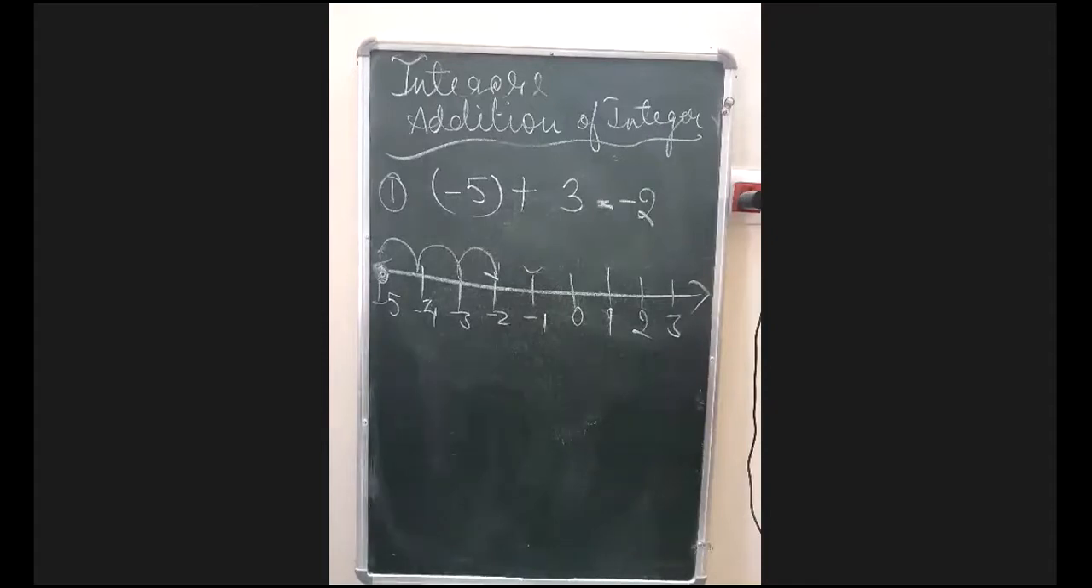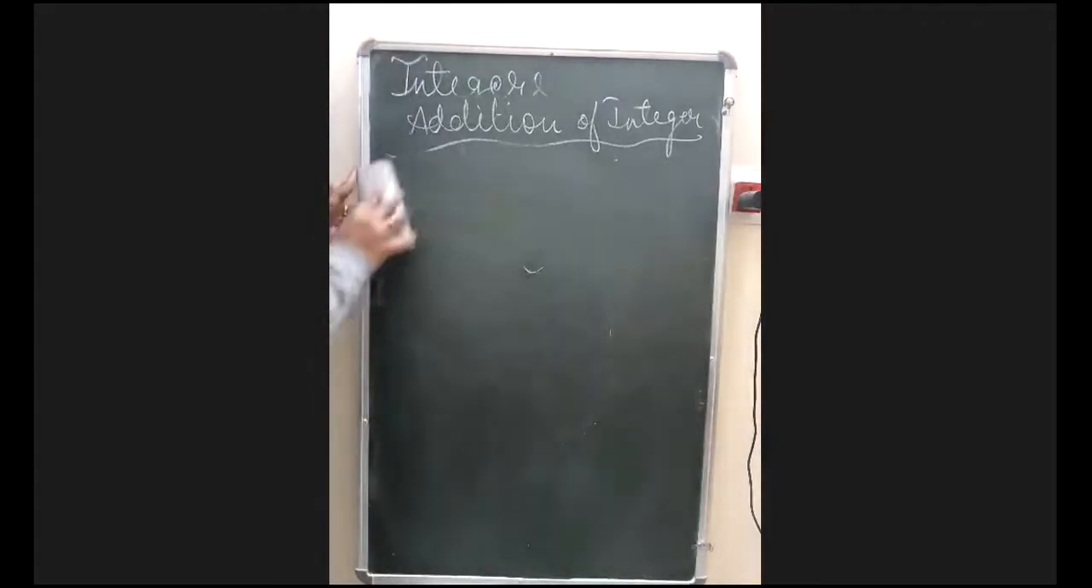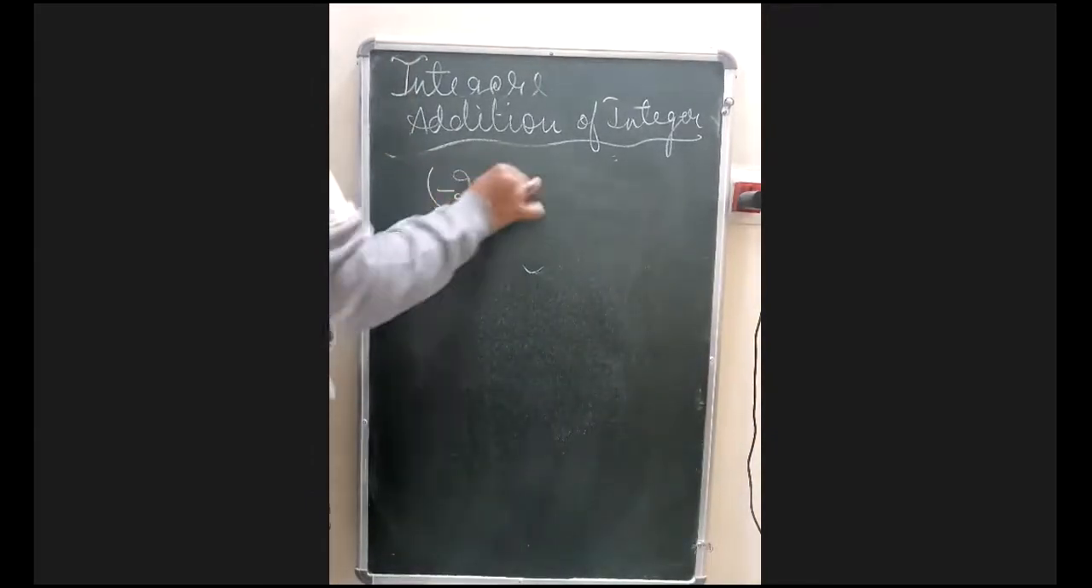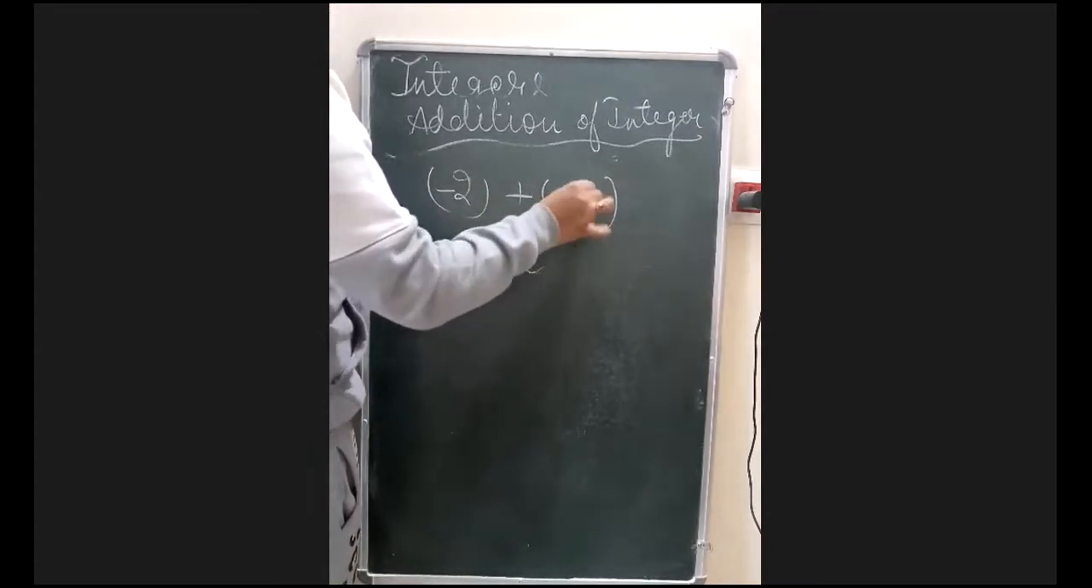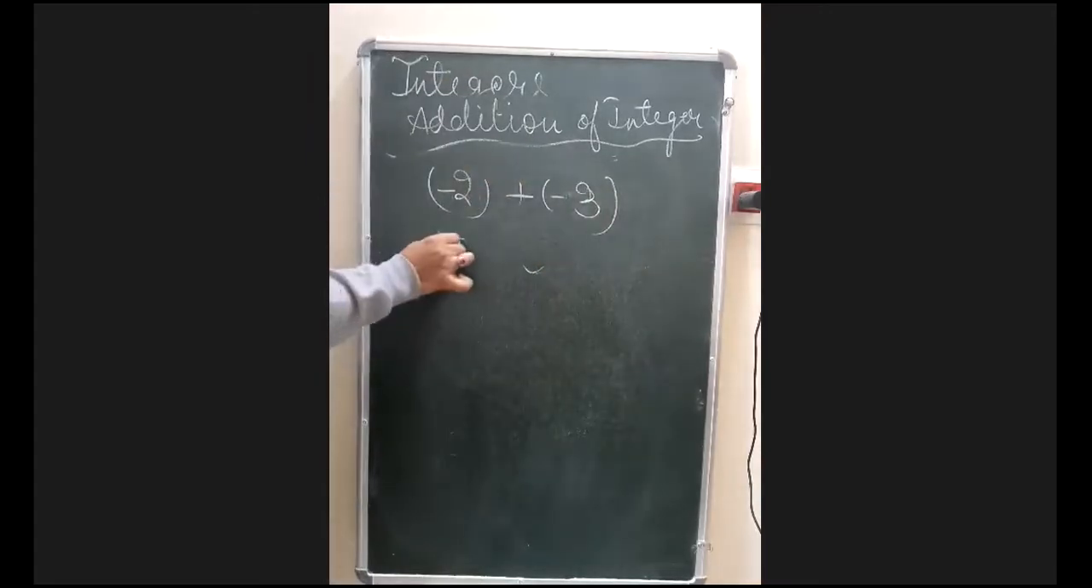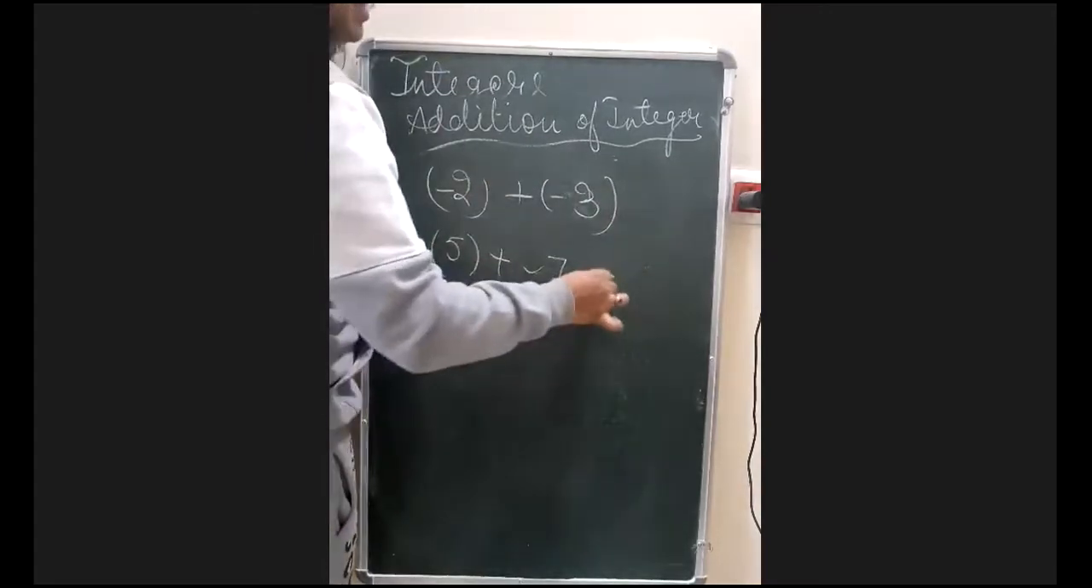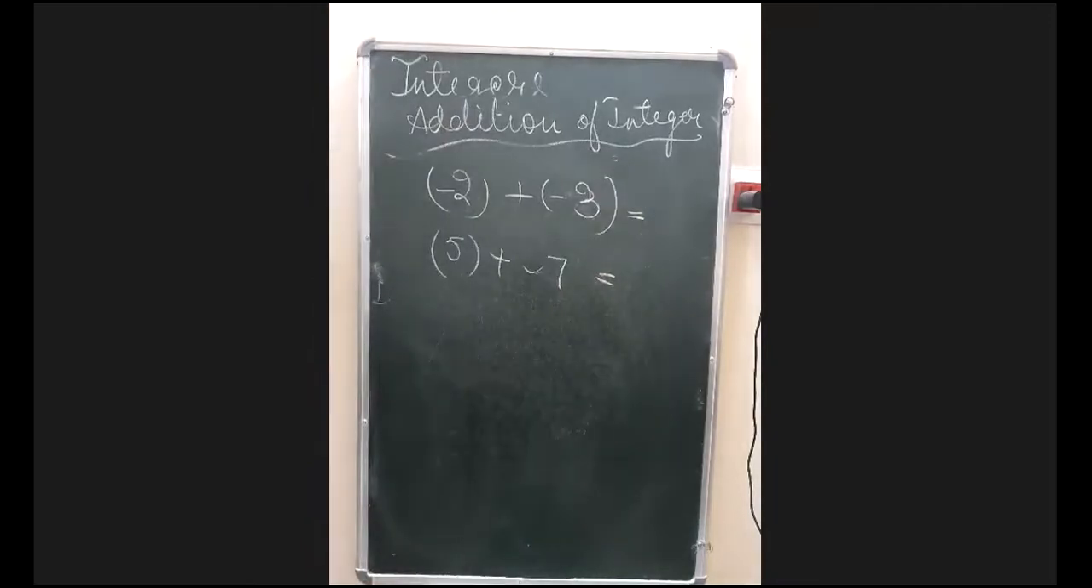Now let me tell you how to do addition without using the number line. For that, you always have to remember one thing, son: whenever we talk about two numbers, if both numbers are positive or both are negative, if they have the same sign, they will always be added.